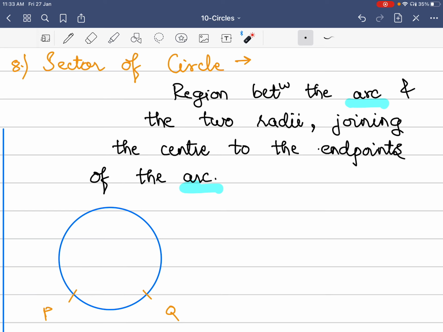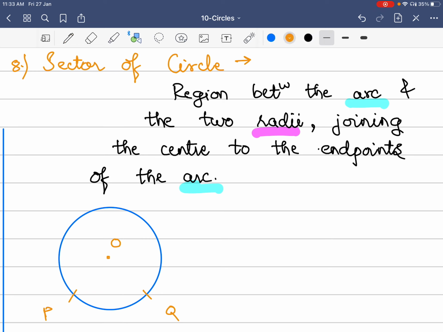radii. So we need radii. I'm going to highlight it. We are going to need 2 radii. So let's say this is the center of the circle. Now they want the 2 radii, but how do they want the radii? Joining the center to the endpoints of the arc. So this is the endpoint of the arc. Whether you consider the major arc or the minor arc, these are the endpoints of the arc, and we have to join these endpoints to the center of the circle. So let's say the center of the circle is O.